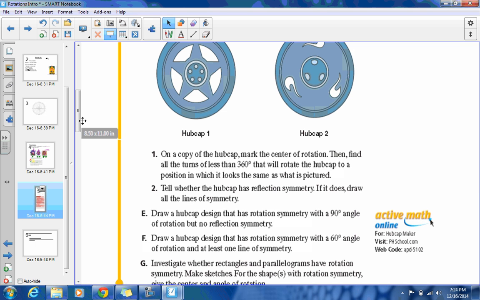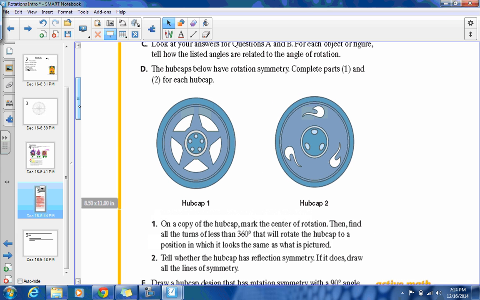All right. How about we do D1 here? And a copy of the hubcap. We have a copy of the hubcap for number 1 there. Mark the center of rotation. So we're going to say the center is right about in the middle where it's rotating. Then find all the turns of less than 360 degrees that will rotate the hubcap to a position in which it looks the same. So it looks like we could rotate it 1, 2, 3, 4, 5 times. So let's do 360 divided by 5 to see what that first one is.